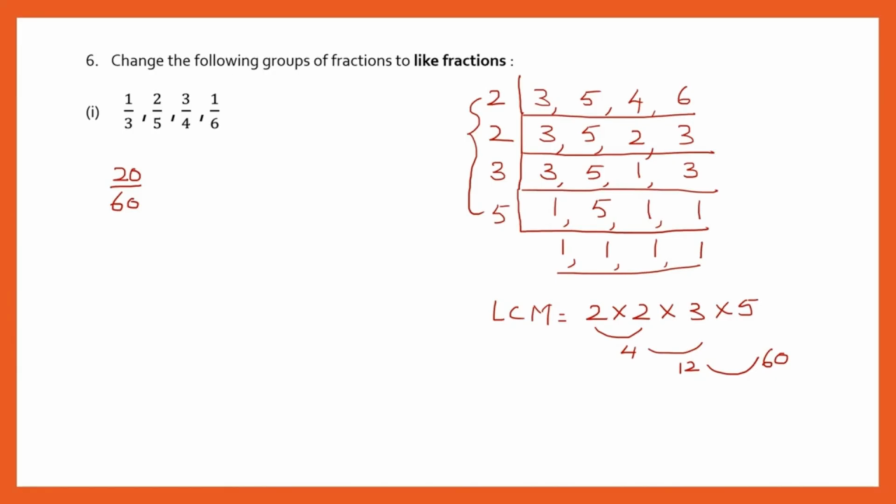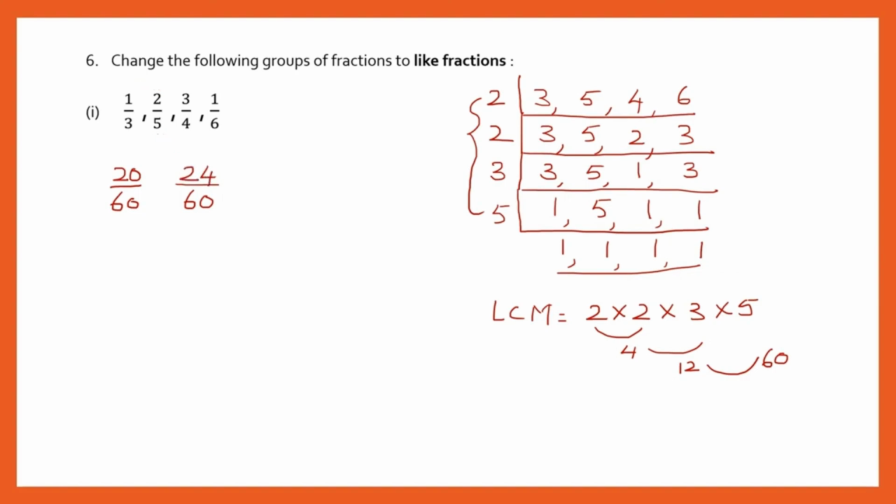Now I'll go on to the second one. So second one also my denominator is now 60. Okay, so 5 into what will give us 60? 5 into 12. So if I multiply 5 by 12, I must multiply my numerator also by 12. Okay, so 12 twos are 24. So I've got my second fraction.